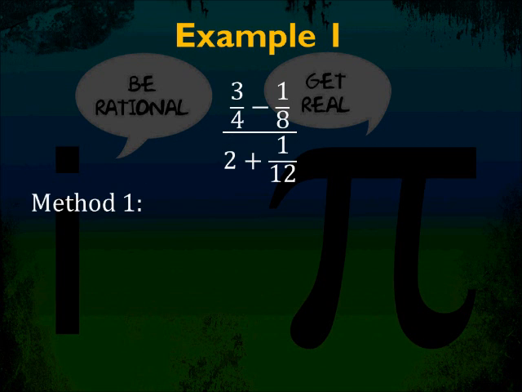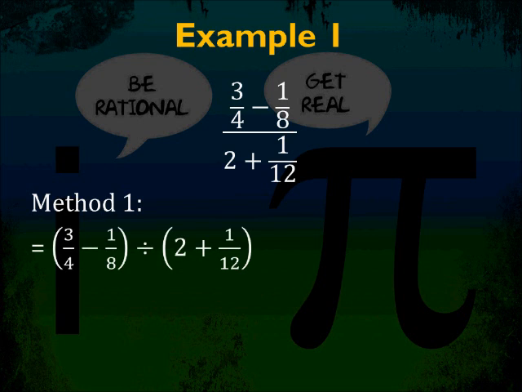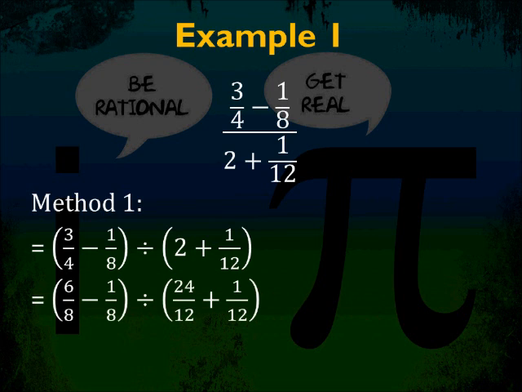Example 1, we have 3/4 minus 1/8 in the numerator and 2 plus 1/12 in the denominator. Using method 1, we would basically just divide the top fraction by the bottom fraction. Of course, you have to simplify both fractions, so use the least common denominator. By this point, you should be able to do this, so I'm going to move quickly. 6/8 is 3/4 minus 1/8. 2 becomes 24/12, so our common denominators are 8 and 12. We simplify those expressions to get 5/8 divided by 25/12.